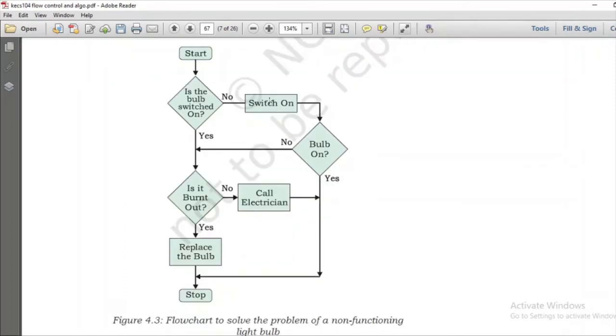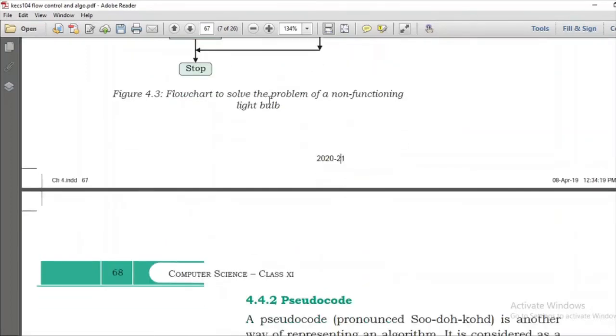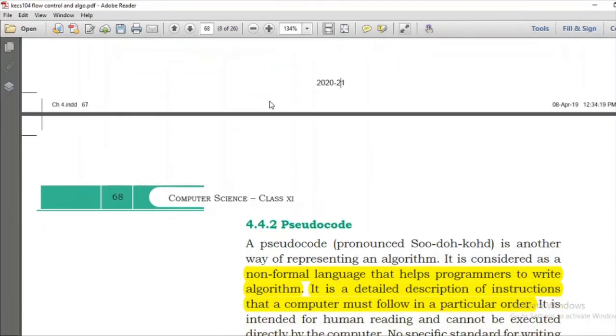So this is a flow chart to solve a problem. In real life you can take any problem which you are surrounded by, and you can convert that problem into a flow chart.